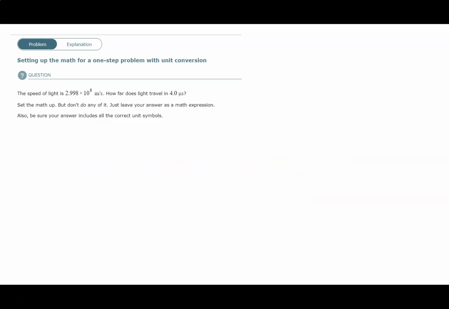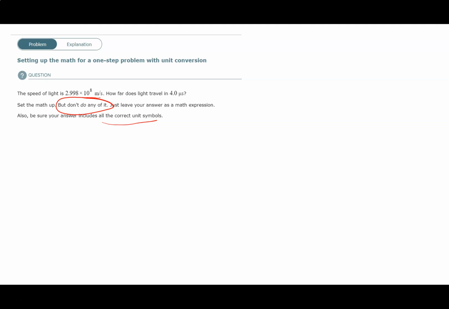Okay, so this one again, they're just asking you to set up the math for a one-step problem with a unit conversion. So you're just going to do this unit conversion, you're going to set the math up, but you're not actually going to do anything of it. All right? It says make sure your answer includes all the correct units and symbols. So what's the problem? It says the speed of light is this. How far does light travel in 40 microseconds?